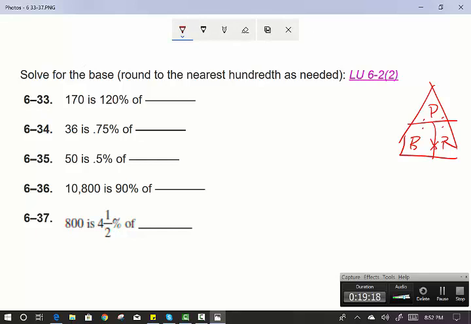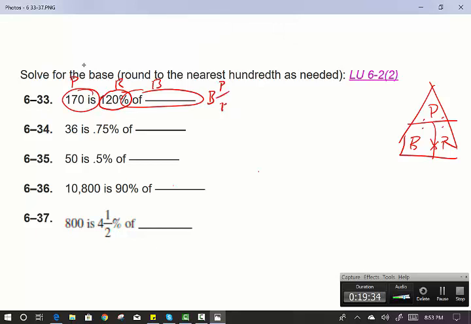Okay, so easy to identify the rate because it's associated with the percent sign. The number that follows percent of is your base, and the number associated with is or equal is your part. So base is equal to part divided by rate. So that's 170 divided by 1.2 after you move the decimal point 2 places to the left, and that will equal 141.67, rounding to the nearest hundredth as needed.